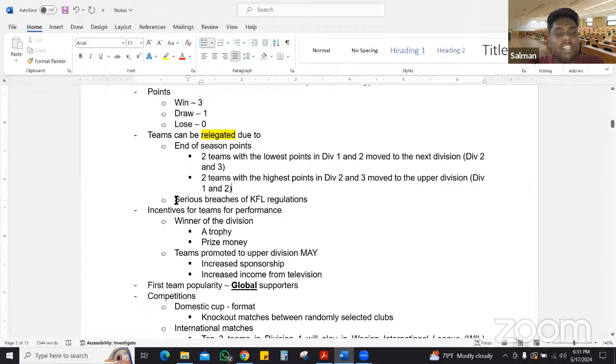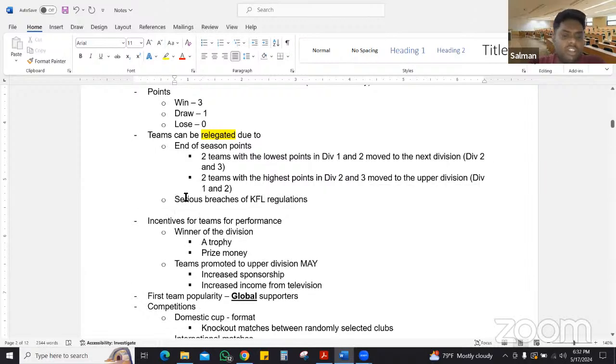And also there can be relegation if there is serious breaches of KFL regulations. If there is some serious breaches of Thailand Football League's regulation, that will also lead to relegations. In reality, there are many instances. Match fixing, relegations. Serious violations, relegations. So if there's some serious breach in regulation, there will be relegations.